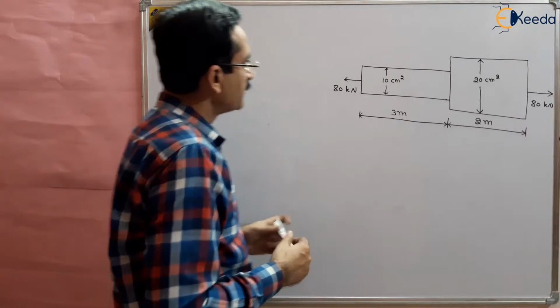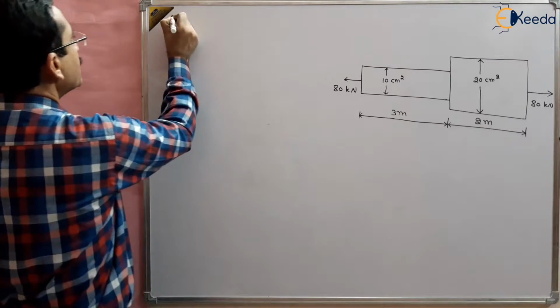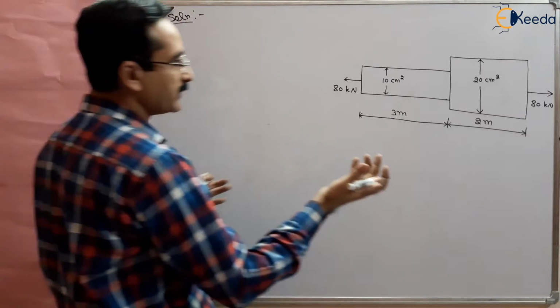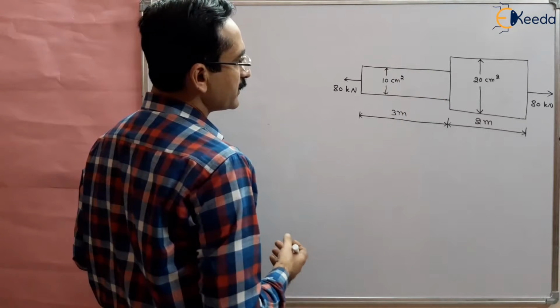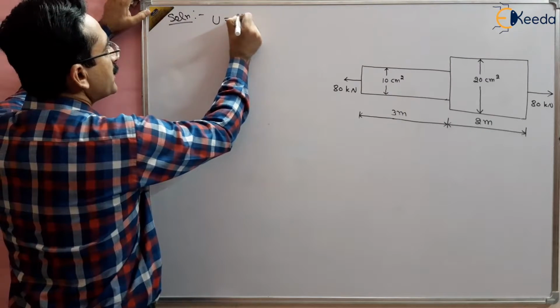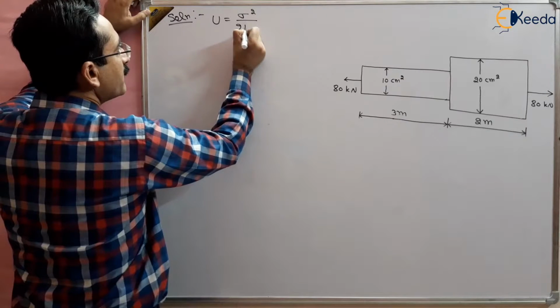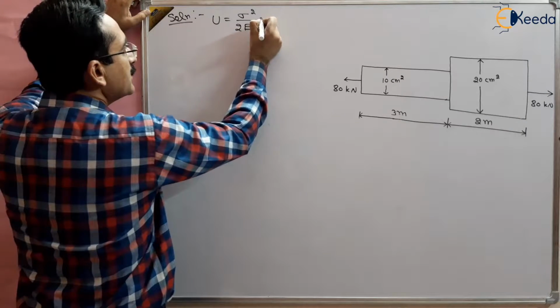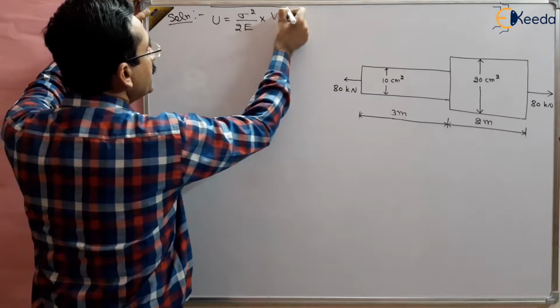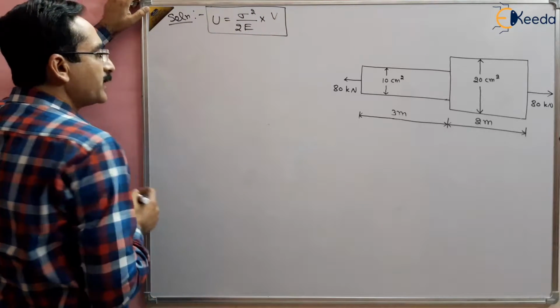We know, what is the strain energy stored in a bar? In simple stresses and direct stresses we have done in our theory lectures, the strain energy stored is given by sigma square upon 2E, where E is the modulus of elasticity, Young's modulus of elasticity, multiplied by the volume. This is the strain energy stored, right?